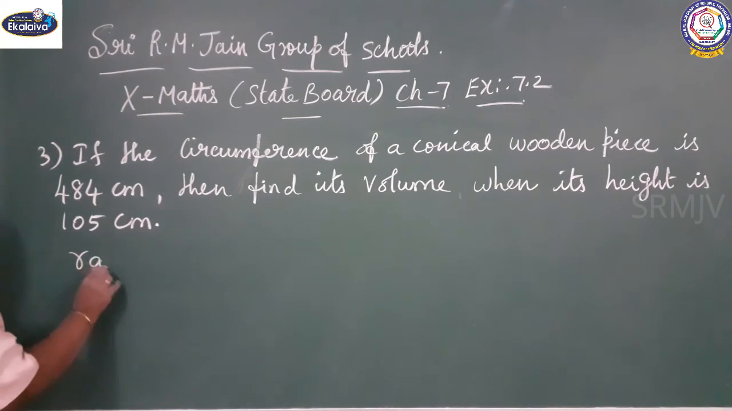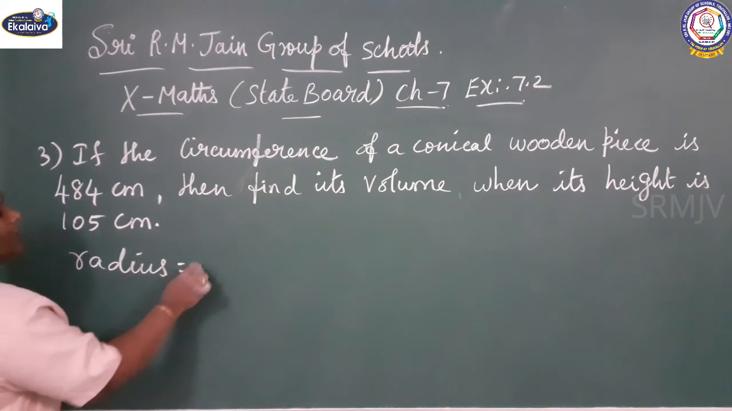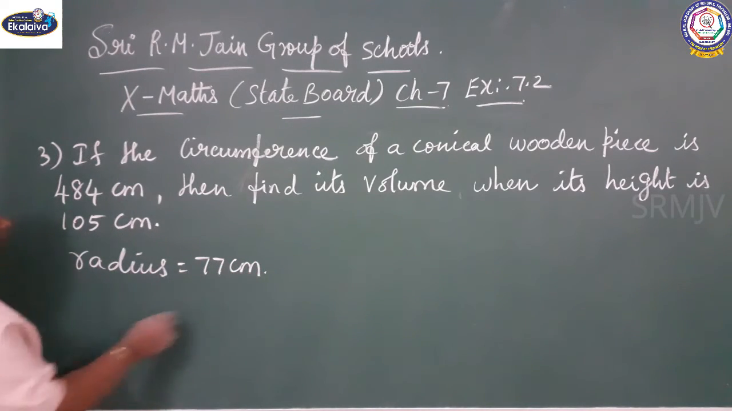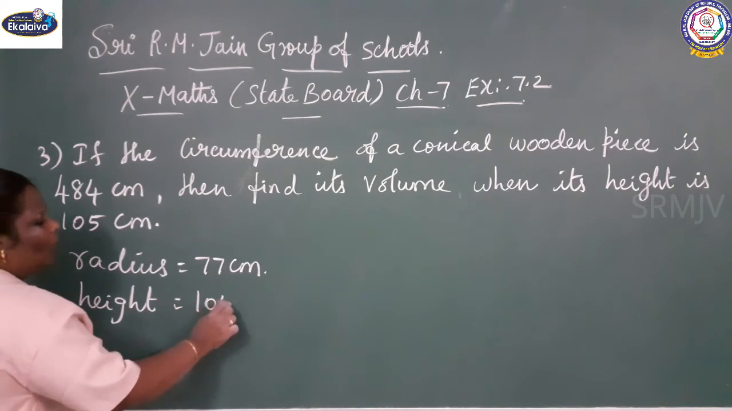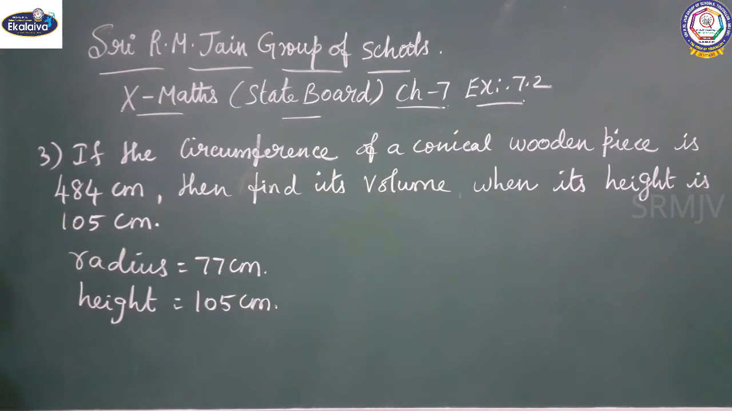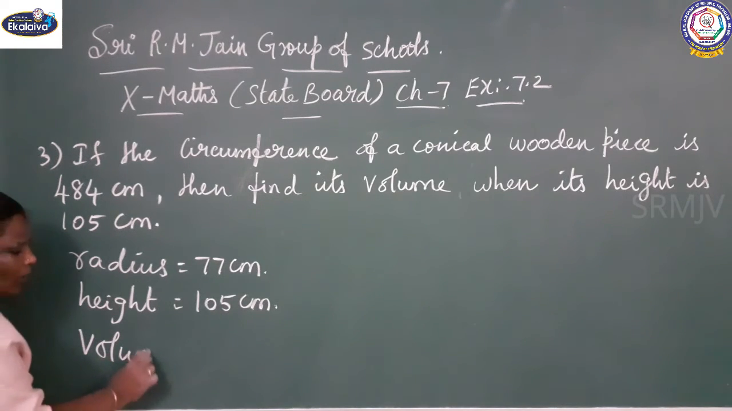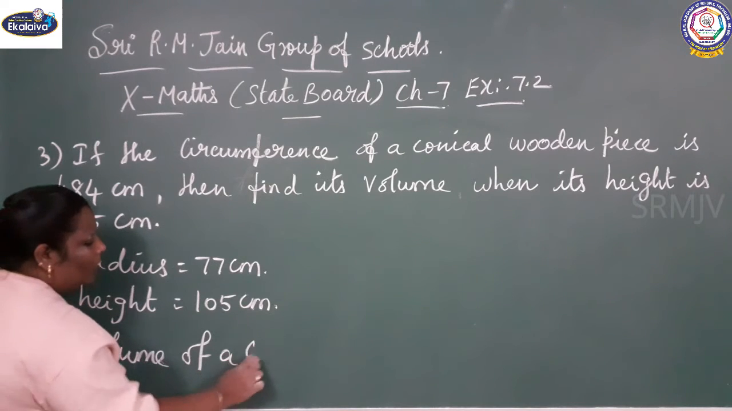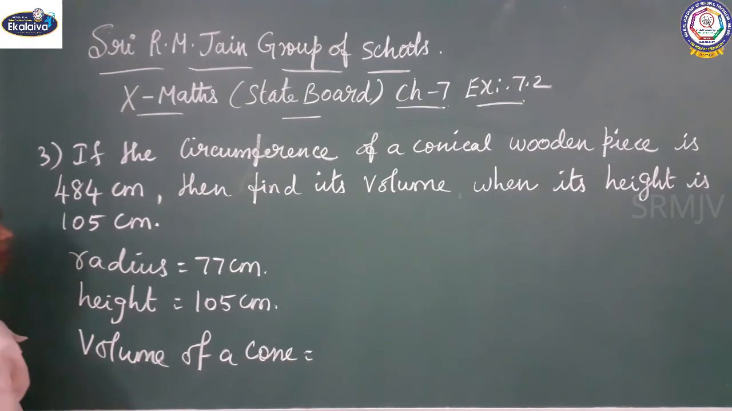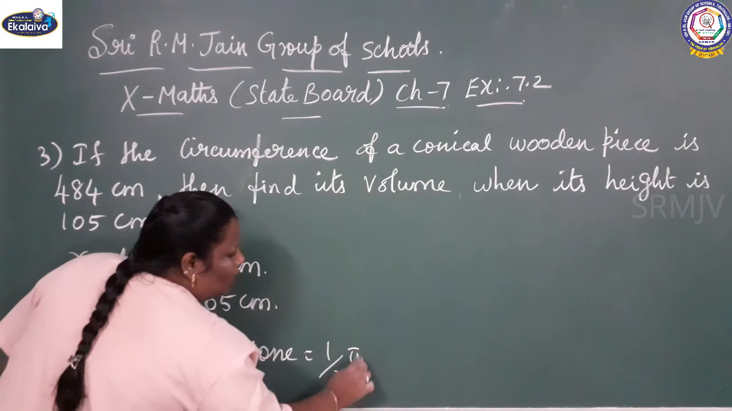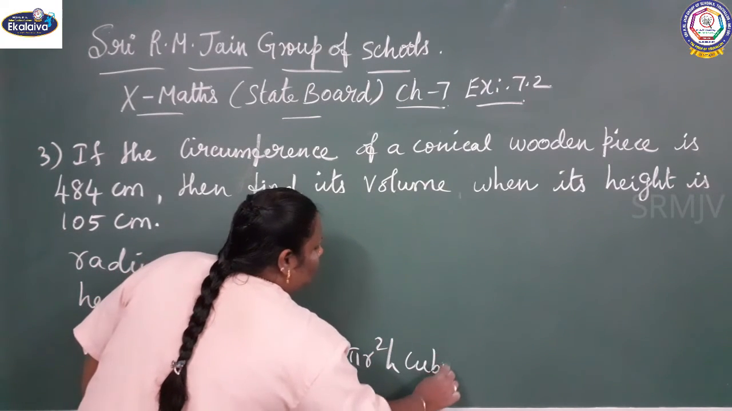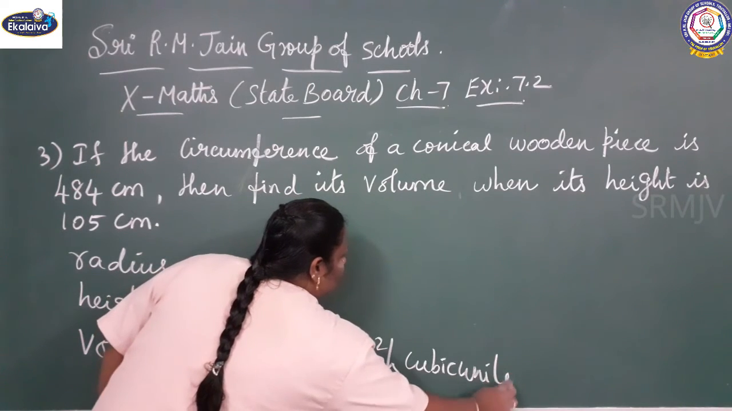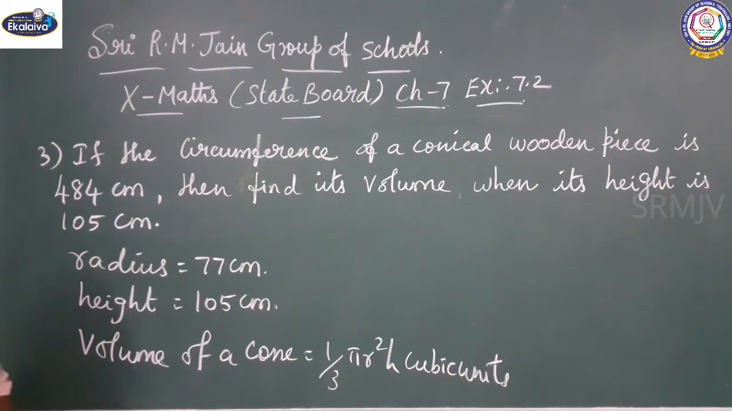See, radius equal to 77 centimeter. Height equal to 105 centimeter. What is the volume of the cone? Volume of the cone equal to 1 by 3 pi r square h cubic units.